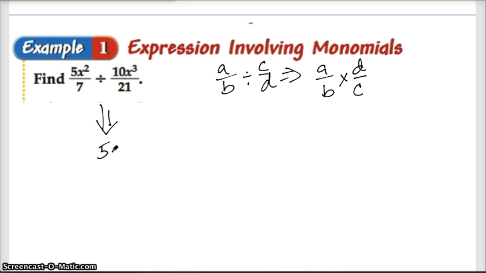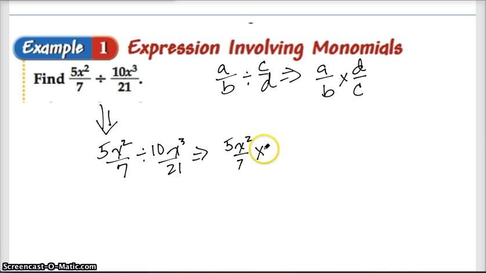So I have 5x squared over 7 divided by 10x cubed over 21. That means that this is the same as, notice I'm keeping the first fraction exactly the same, changing my division to multiplication, and yes, I'm taking the reciprocal of the fraction following the division sign. Now I'm going to smush, right? Now I'm going to just mash everything together.